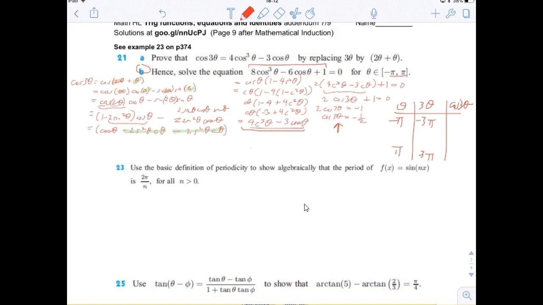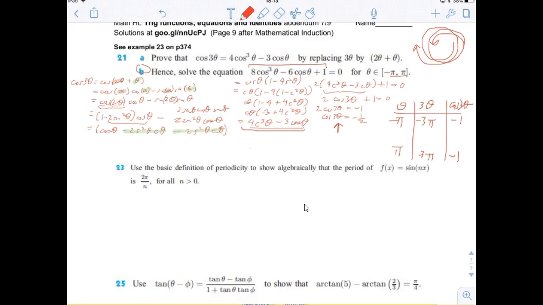So for example, cosine of 3 pi or cosine of negative 3 pi. Negative 3 pi would be 1, 2, 3, so it would be negative 1, right? The cosine of 3 pi would be 1, 2, 3. It would also be negative 1. Okay, so those are the min and max for the theta values.